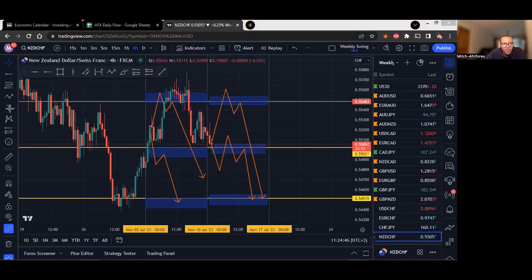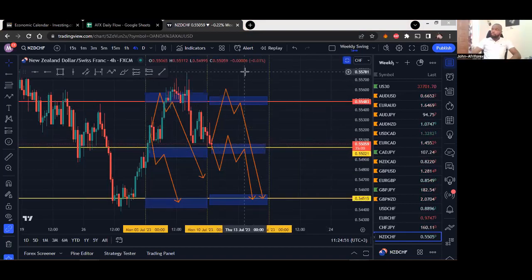The New Zealand dollar against the Swiss franc. All right. That's the last currency pair. Hopefully, you guys have taken note of all the Swiss franc pairs and what the plan is going to be looking like.